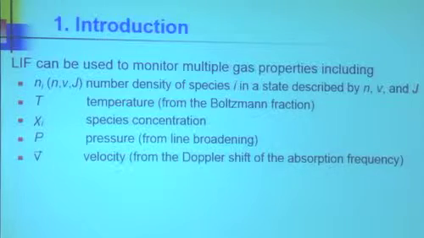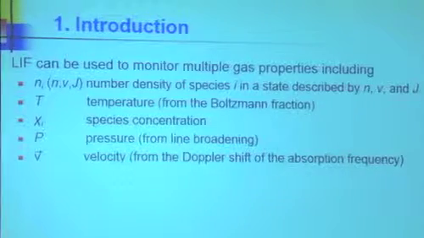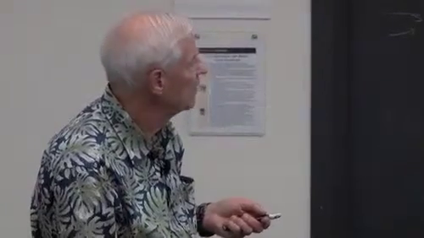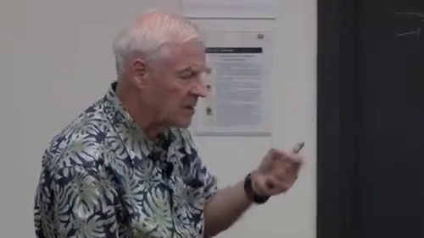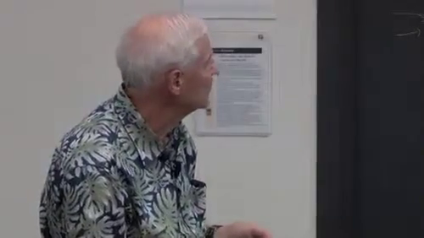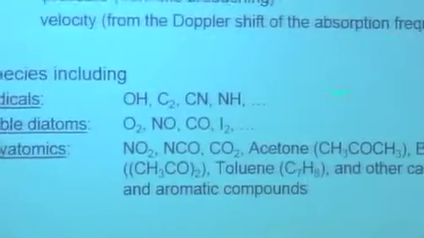You can measure velocity from the Doppler shift. So the nice thing about this method is there are strategies for applying laser-induced fluorescence, sometimes called LIF, to measure gas dynamic properties at a point, at an instant in time if you use a pulse laser. So that's pretty attractive. A variety of species have been measured.